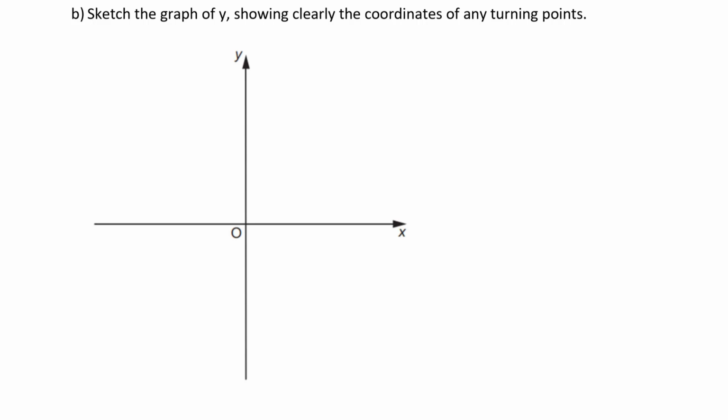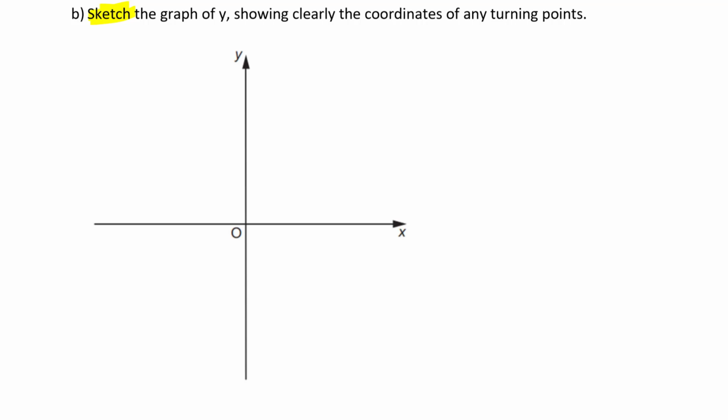Part B says, sketch the graph of y showing clearly the coordinates of any turning points. Right, now sketch does not mean plot. I don't have to find a table of values and carefully plot these points. I just need to show the general shape and then mark on my diagram any features like intercepts and turning points that crop up.